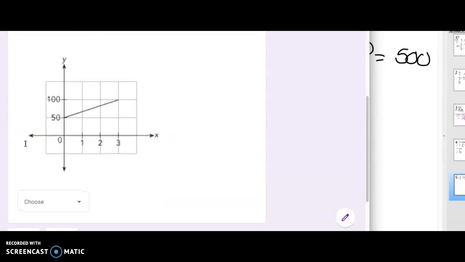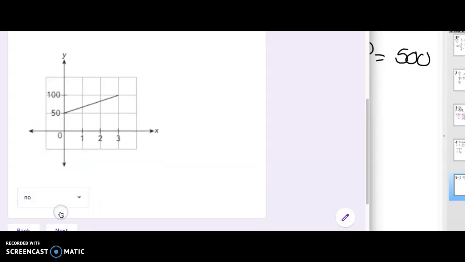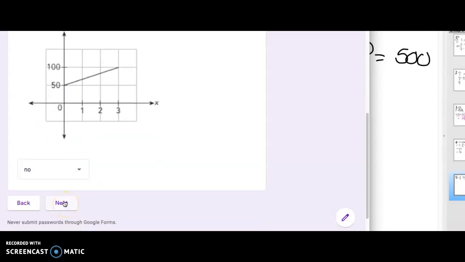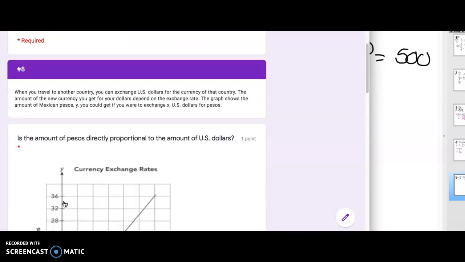Does this graph represent a direct proportion? No, it does not hit the origin. No. We cannot find a constant, we cannot write an equation, move on.